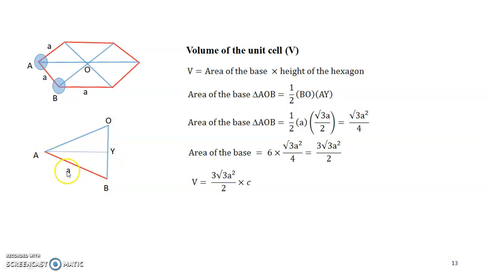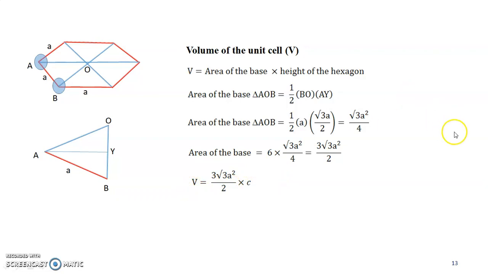AB is a and OB is a, and AY is root 3 by 2 a, already calculated. So finally, if you simplify, you will get the area of base as 3 root 3 by 2 a square. Here you substitute area of base into height of hexagon. We know the height of hexagon is c. So this is the volume of unit cell.